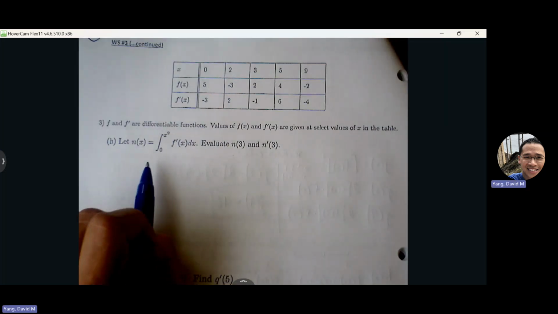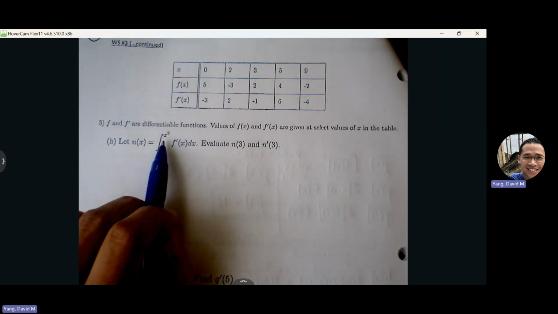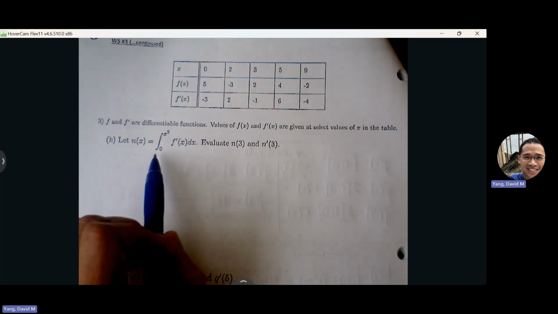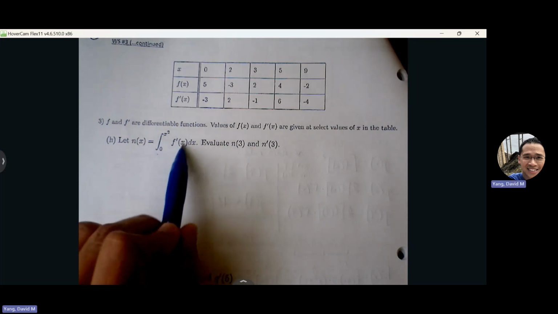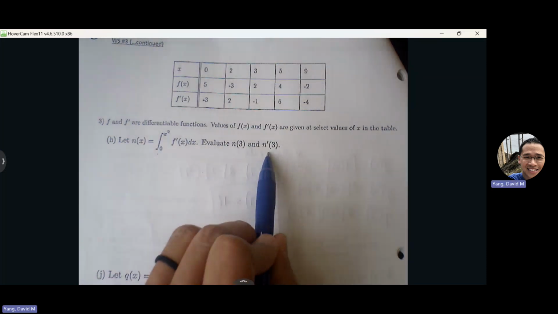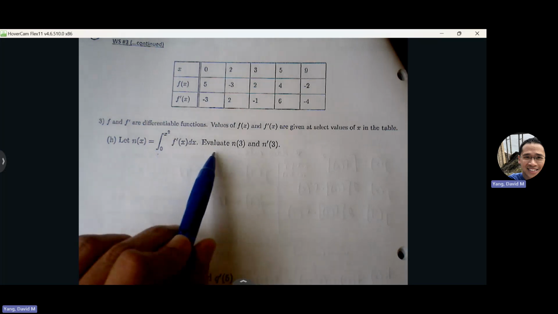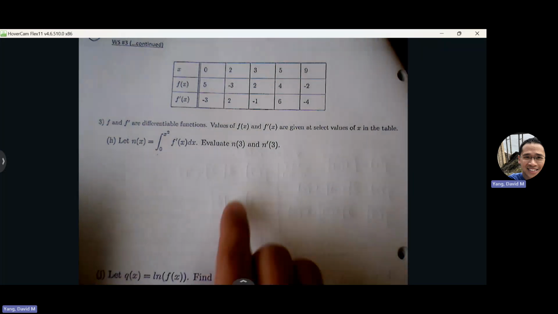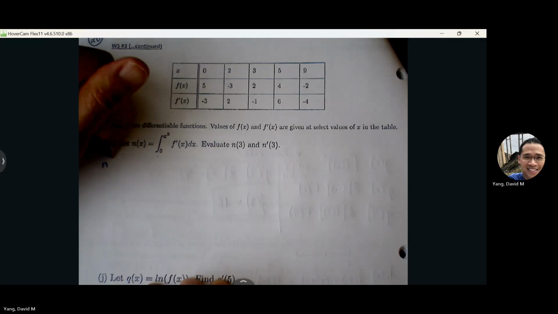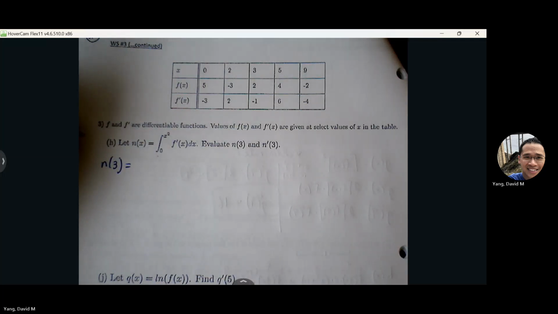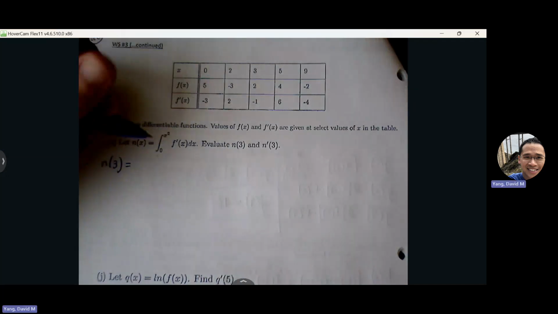Let n equal the integral from 0 to x squared of f prime. Evaluate n of 3. So n of 3, we can just go through first theorem, and then to find n prime, we can go through second theorem because we can take the derivative of the integral. Let's do n of 3 first. We just follow what the rule says.